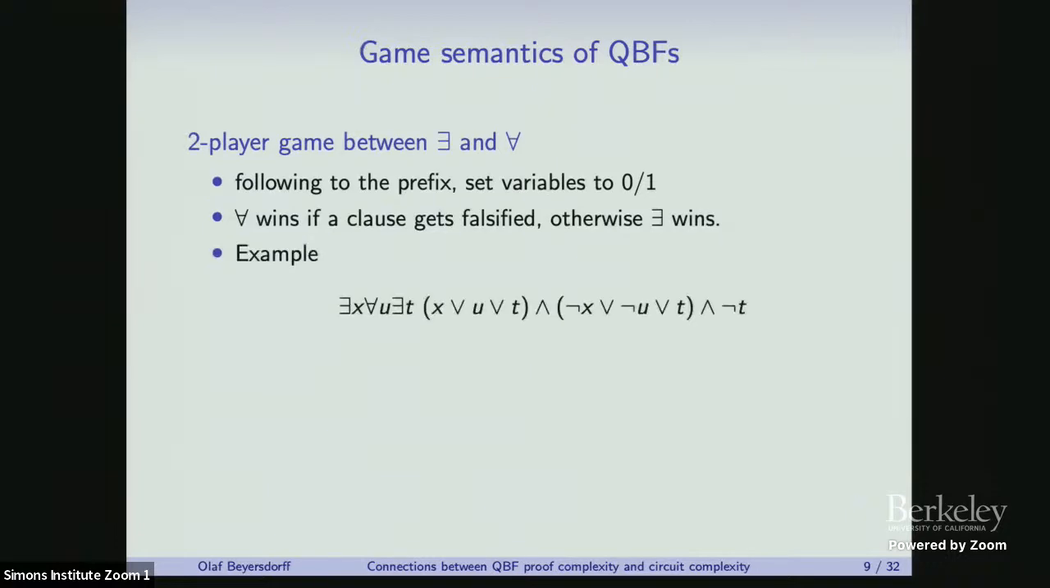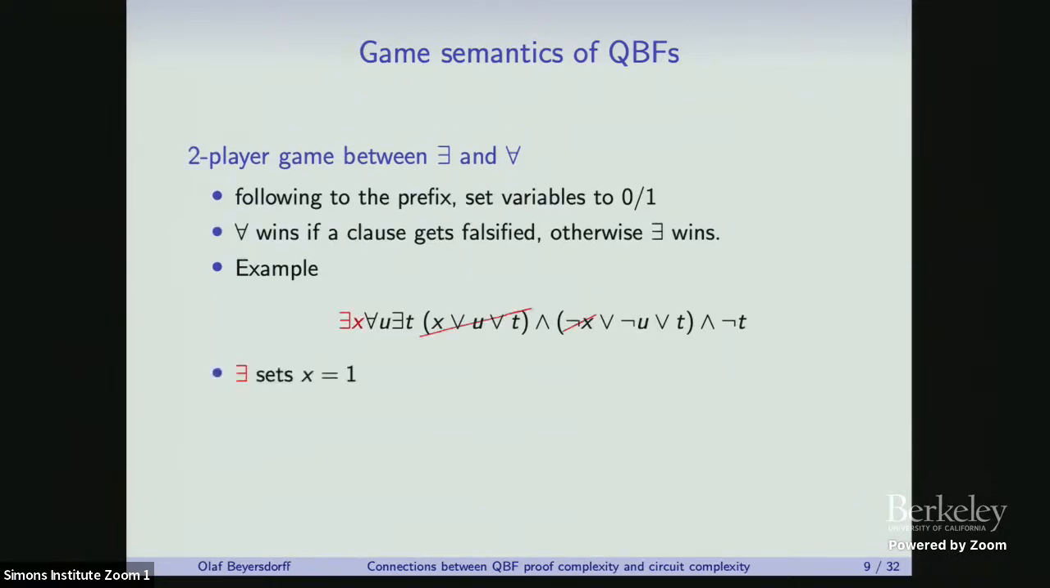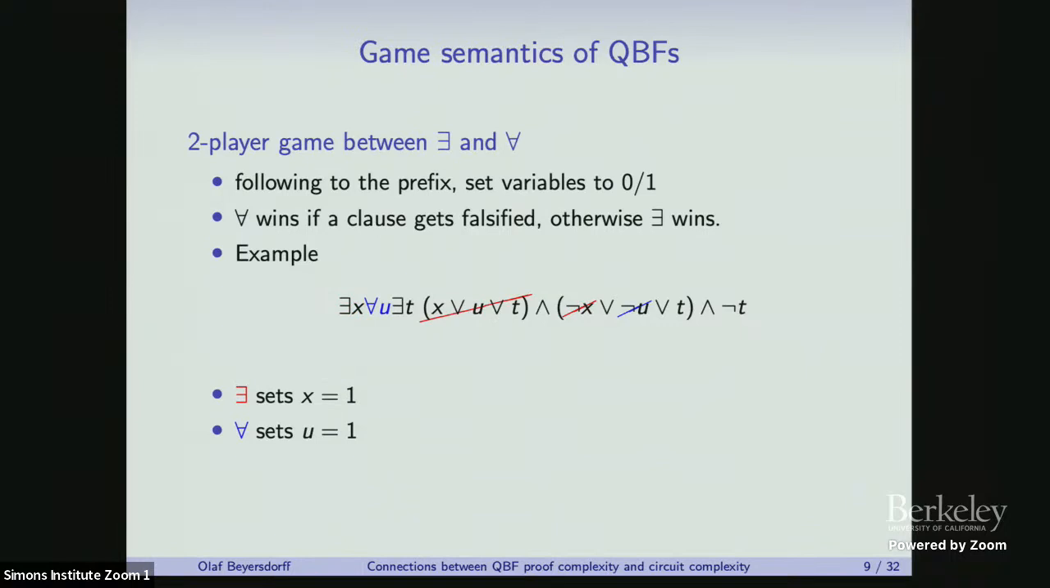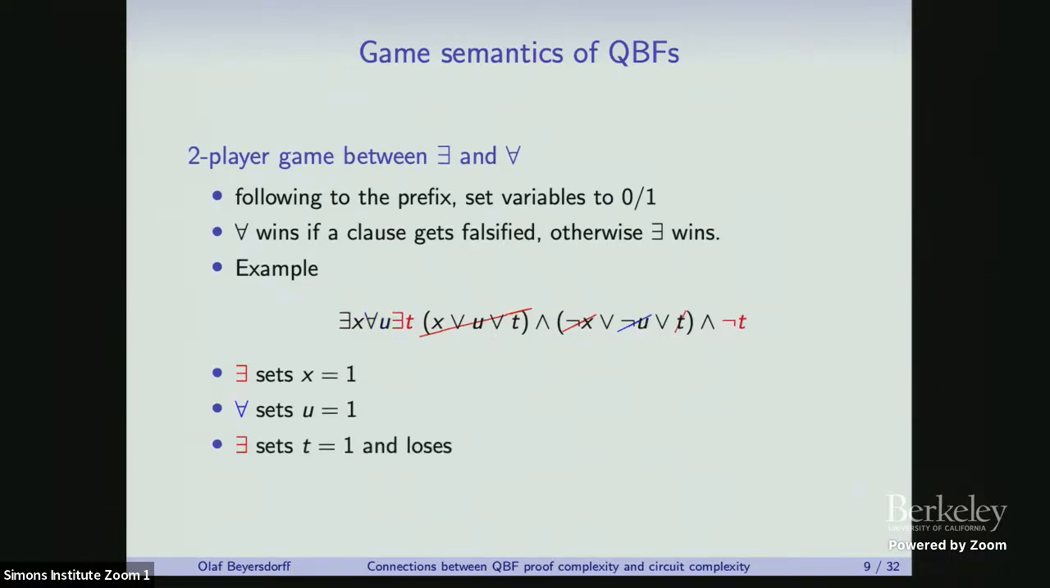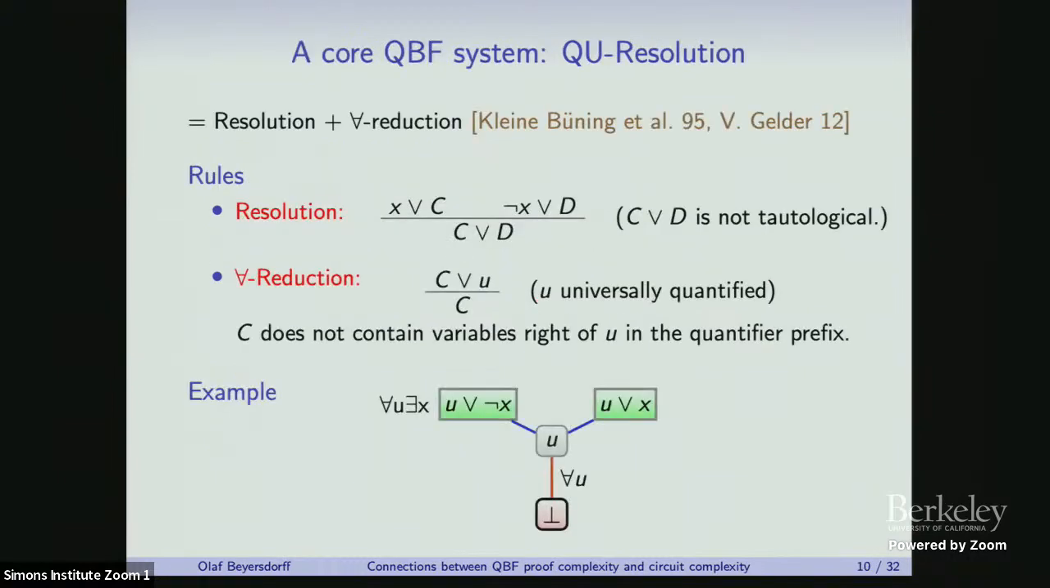So let's look at an example, perhaps. Let's take the example from the last slide. Here the existential has to start, and maybe he sets x equal 1. Well, then the matrix simplifies. Now u has its turn. If you look at what's left, it would be reasonable for u to also play 1. And then no matter what the existential is doing, you falsify a clause, so the universal player has won. This is not a full strategy, but you can make it into a strategy, and the formula is indeed false. So the universal player has a winning strategy on false formulas.